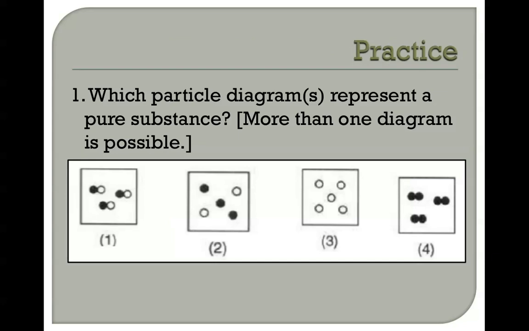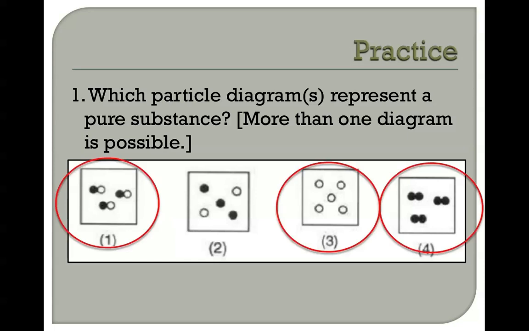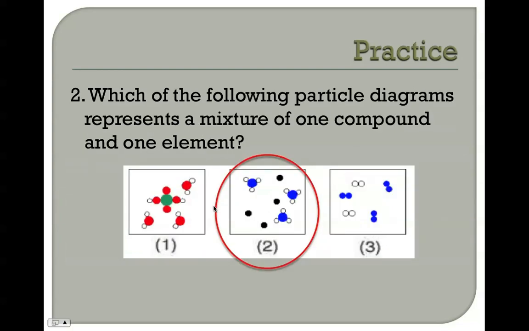So number 1 says, which particle diagrams represent a pure substance? So you're looking for, in the particle diagram, which one has a particular type of particle and then everything matches it. So based on that, number 1, 3, and 4 are all examples of a pure substance. Within each you have the same type of particle repeating over and over again. Number 2 has a mixture of two elements. And then for the second question, you should have selected 2.